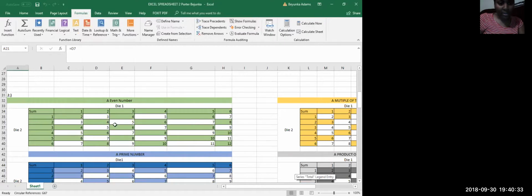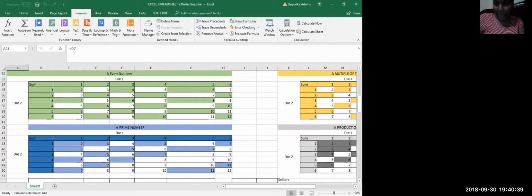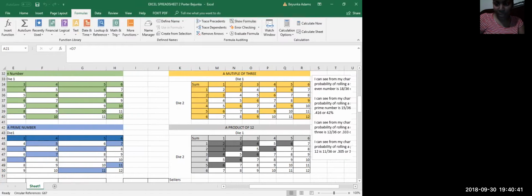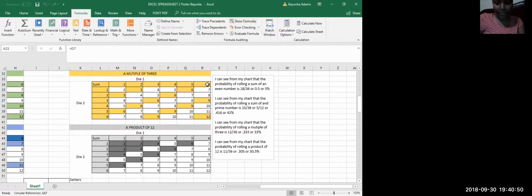For an even number, I highlighted all the ones over here. Then a prime number, I highlighted all the prime numbers, and a multiple of 3, I highlighted all those. And then a product of 12, I highlighted those. Right here in the box, I explained: I can see from my chart that the probability of rolling a sum of even numbers is 18 out of 36, or 0.5, or 50%, and so on and so forth with the other ones.